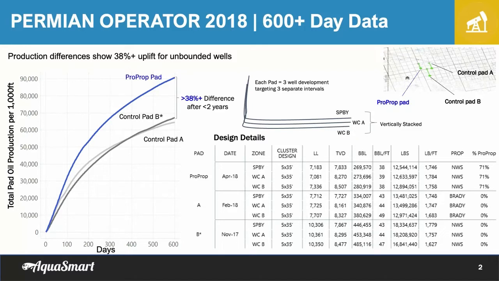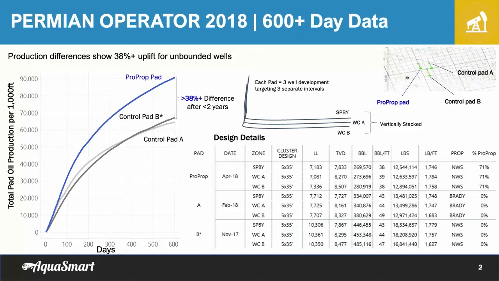Our first case study looks back more than 2 years to a very tidy 3-pad head-to-head trial run by a prominent Permian operator. As you can see, all 3 pads were parent wells, and we targeted the Lower Sprayberry, the Wolfcamp A, and the Wolfcamp B. For the first 60 or so days, the 3 trial pads were all producing very similarly and competing well head-to-head.